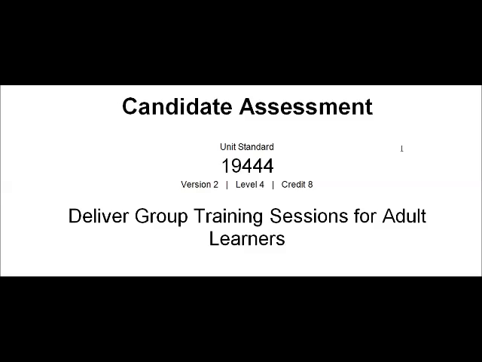Okay, so the purpose of the session is just to familiarise yourself with this assessment material and the tasks that you need to do to meet the requirements of this particular standard. Just as an introduction, this standard is about delivering group training sessions for adult learners. It's a level 4 standard and it's 8 credits. So if you're completing or working towards your National Certificate in Adult Education and Training, this assessment will count towards 8 credits of that qualification. So let's have a look at what you need to do.